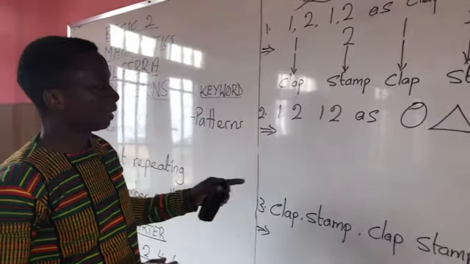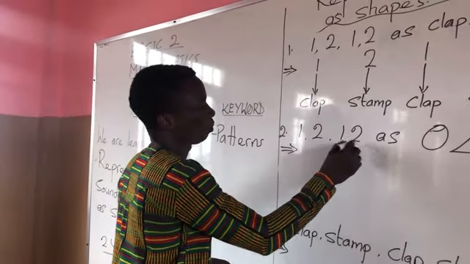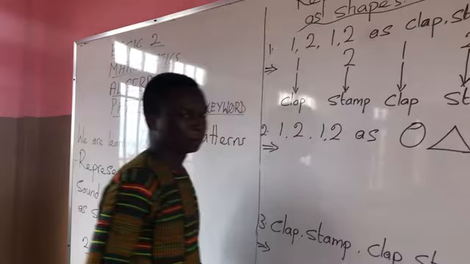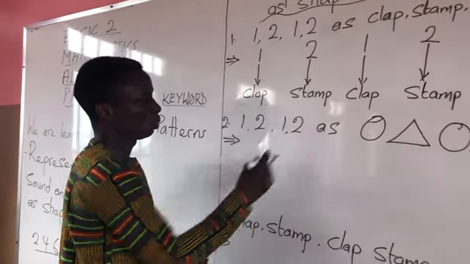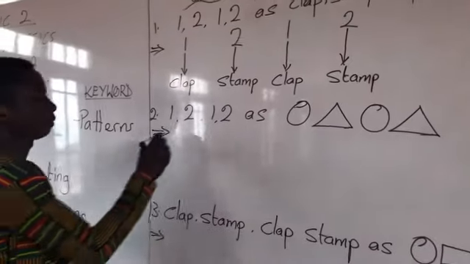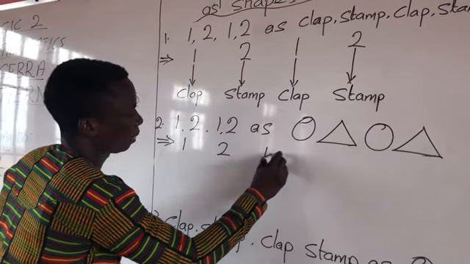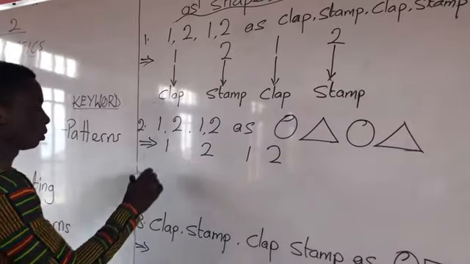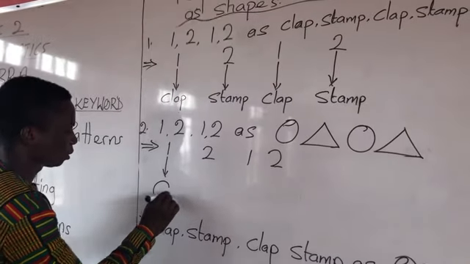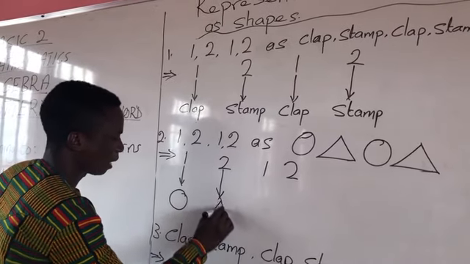I hope you've gotten it now. Let's continue. This is 1, 2, 1, 2 as circle, triangle, circle, triangle. Let's quickly do that. 1, 2, 1, 2. The first one here is circle, so you draw your circle. The 2 is triangle, so you draw your triangle under it.